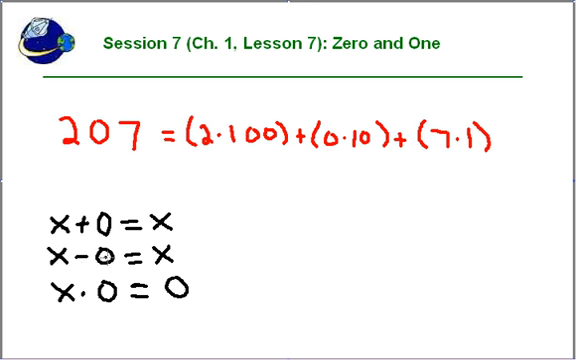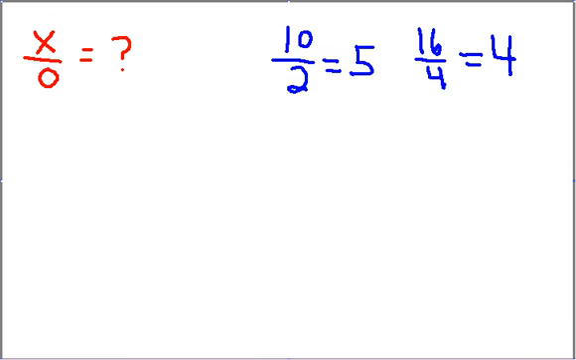X minus 0: no matter what number you start with, if you subtract 0 from it, you're left with that original number. X minus 0 will always equal x. Next is multiplication. It doesn't matter what number you start with, if you multiply that number by 0, your answer is always going to be 0. However, we run into a little bit of difficulty when we take a look at division by 0. And that's what we're going to look at on our next screen.